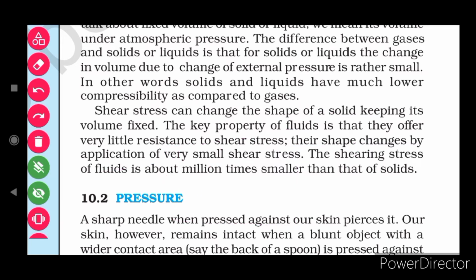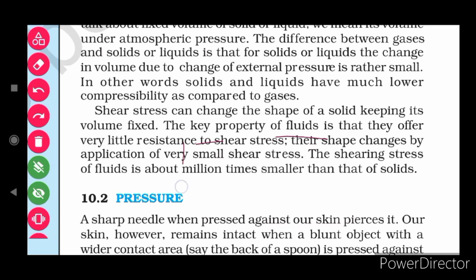Now the key property of fluids is that they offer very little resistance to shear stress. Fluids offer very, very less. The shear stress will be very large in the case of a solid, but as compared to that, in liquids and gases it will be very small. That's why they are able to flow.